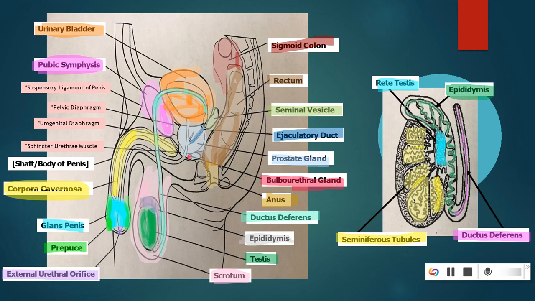And here's just an overview of some stuff that we haven't talked about yet. So you can see the urinary bladder, the pubic symphysis, the corpora cavernosa, the ejaculatory duct, bulbourethral gland, ductus deferens, all stuff that we've already talked about. But I've highlighted so that you can see the difference. This image was black and white before. But you can also recall there's the sigmoid colon and the rectum, the anus again. Just to give you an idea of where everything is together.